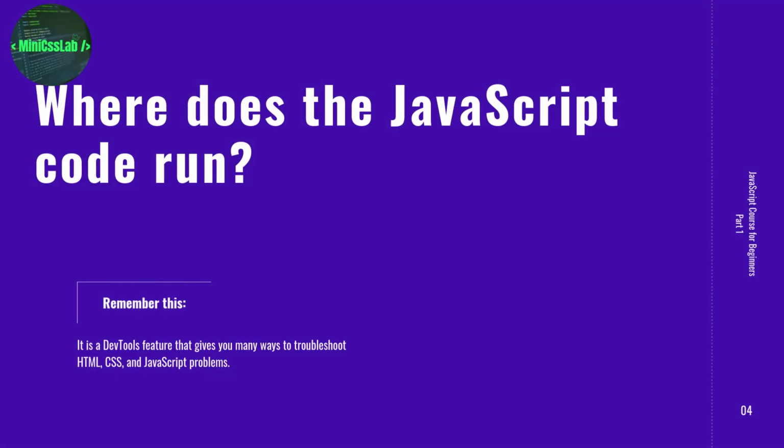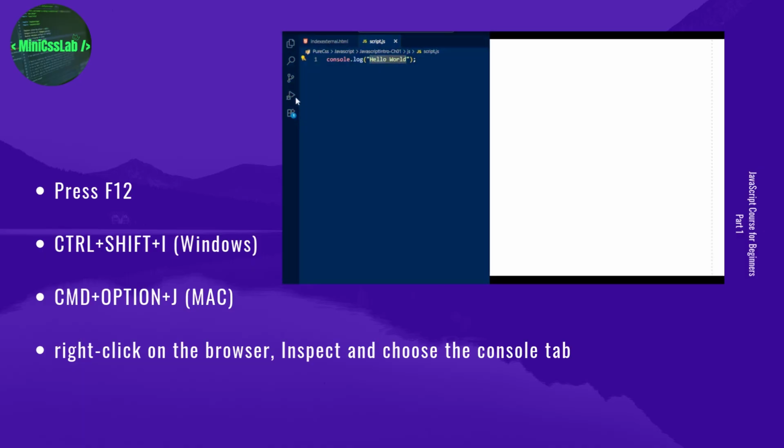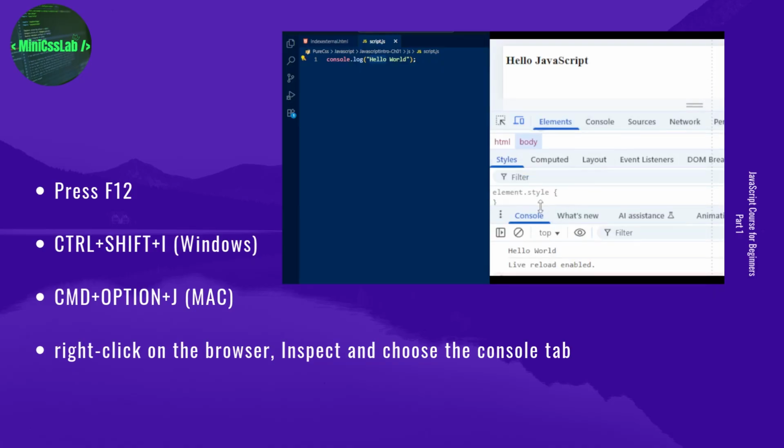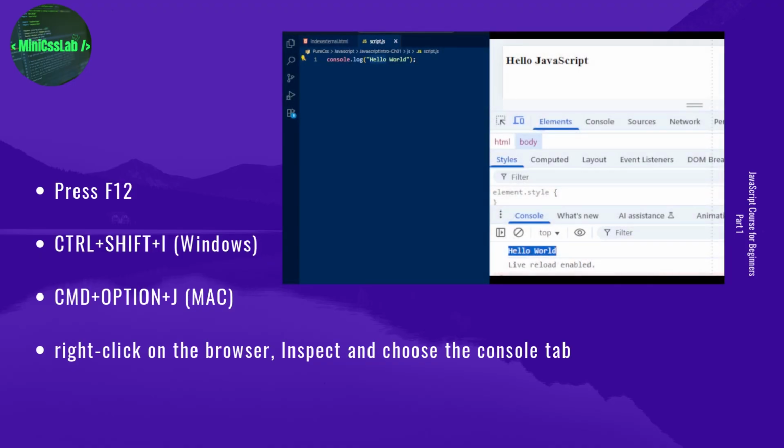How to open the console. If you want to see what your JavaScript code is doing, the browser console is the place to go. To open it, you can press F12 on your keyboard or hit Ctrl-Shift-I if you're on Windows. On a Mac, it's Command-Option-J, or simply right-click anywhere on the page, choose Inspect, and then click on the Console tab. It's super useful for checking your code, testing things quickly, or seeing errors.